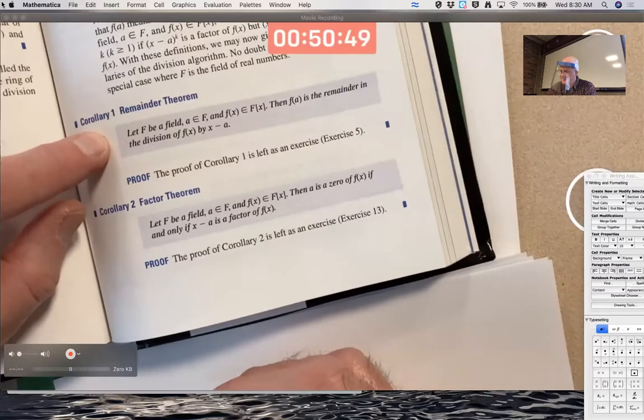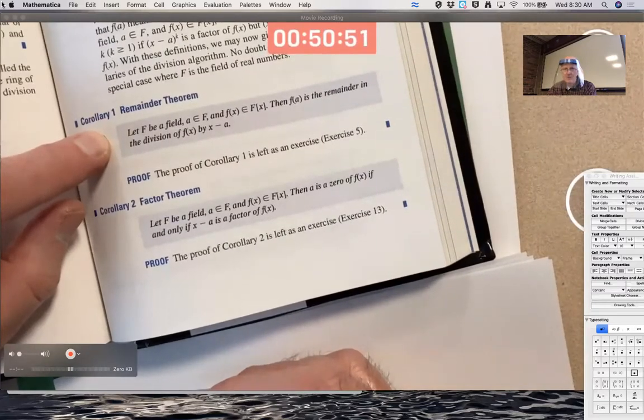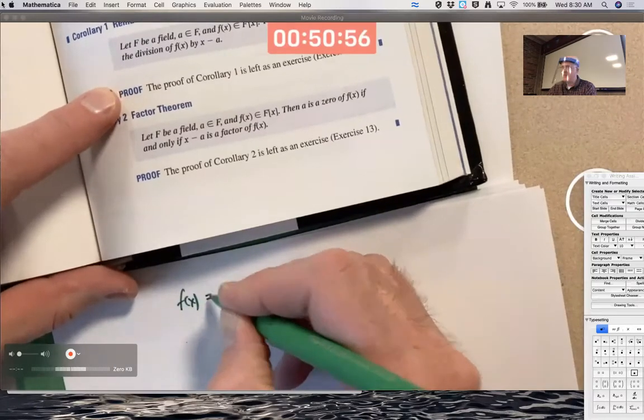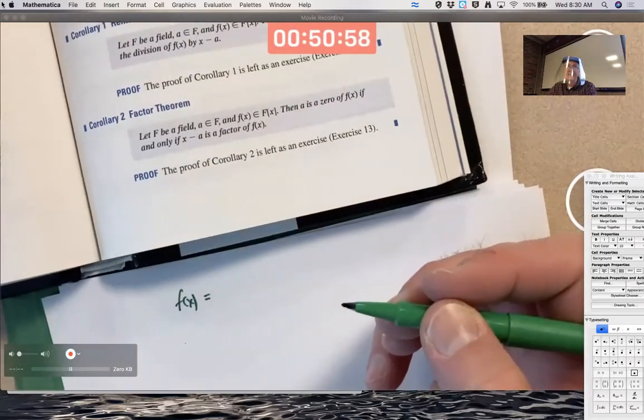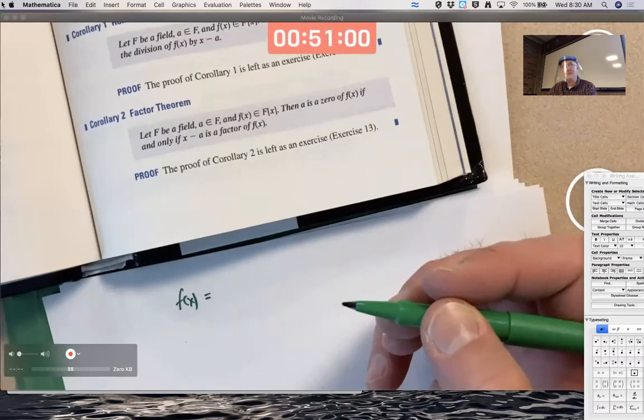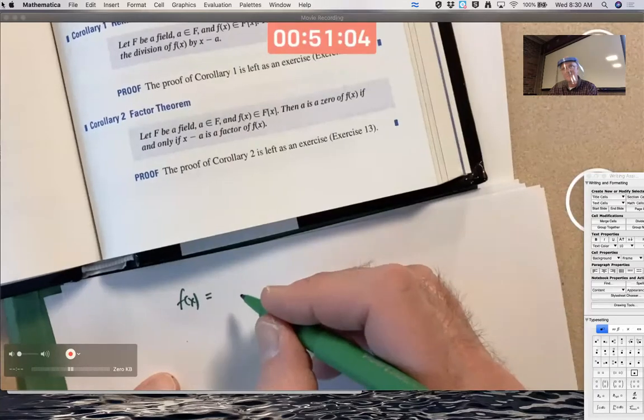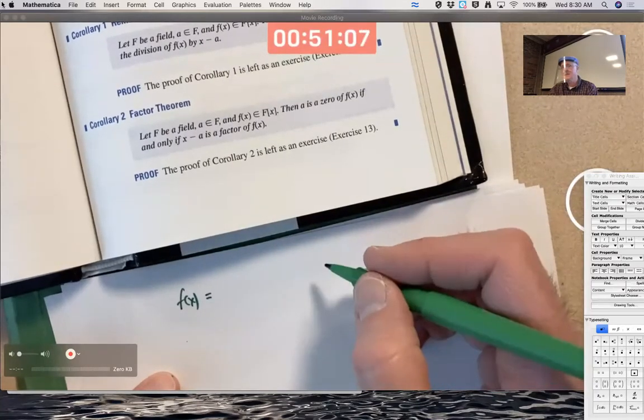Why does this happen? Well, remember, by the division algorithm, if I divide f of x by a g of x, I'm going to get a quotient, a q of x, and a remainder, r of x. And I'll be able to write f of x as g of x times q of x plus r of x. But wait a minute.